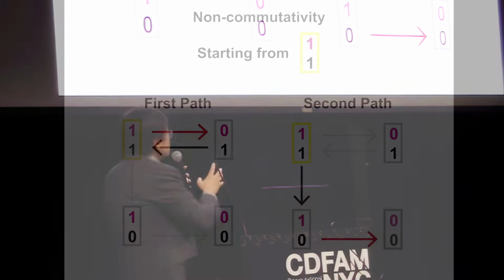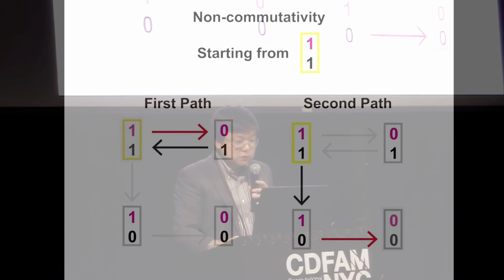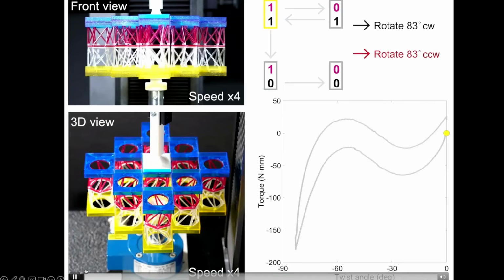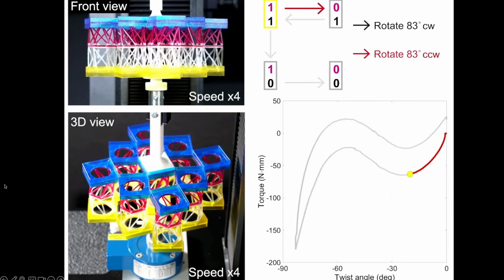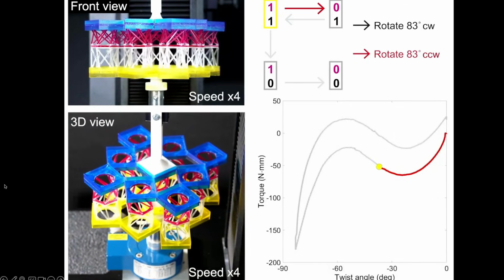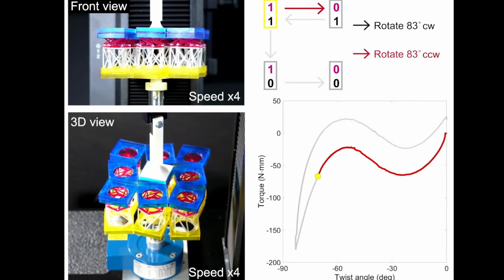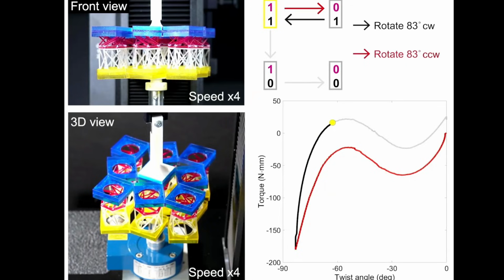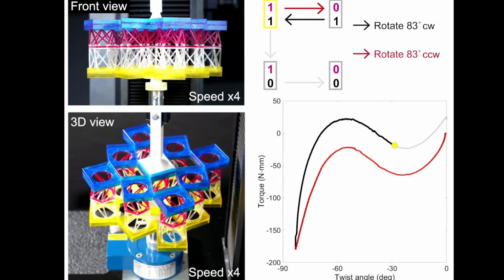Let's start with this fully deployed configuration. Now, the first loading scenario is we apply a counterclockwise twist and then a clockwise twist, okay? This is scenario number one. And then you can see that after we apply these two twists, the assembly goes back to the original configuration, which is fully deployed.